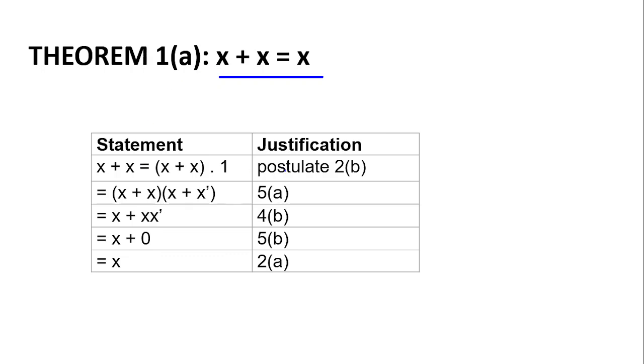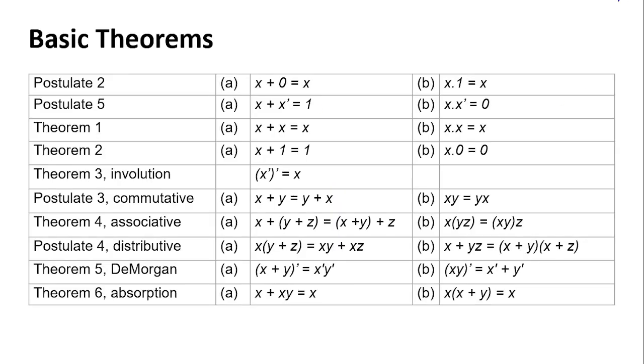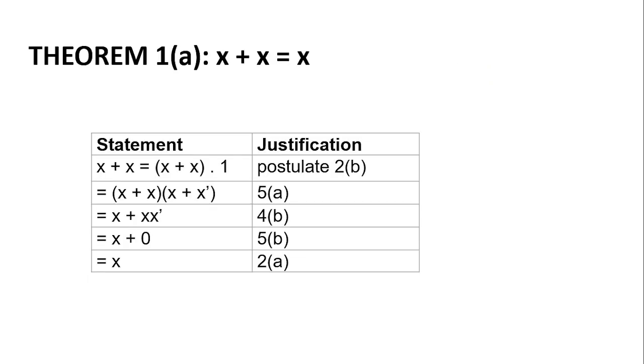So x plus x. Now if you take the second postulate, if you look at here, postulate 2 is, if you multiply it with 1, you get the x itself. So there is no change in the thing. This is one term here, you multiply it with the 1, you get back the same term. So that's what the postulate 2b says.